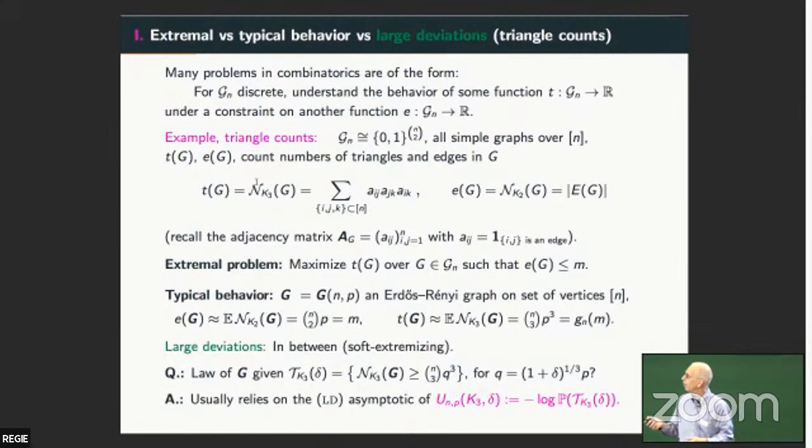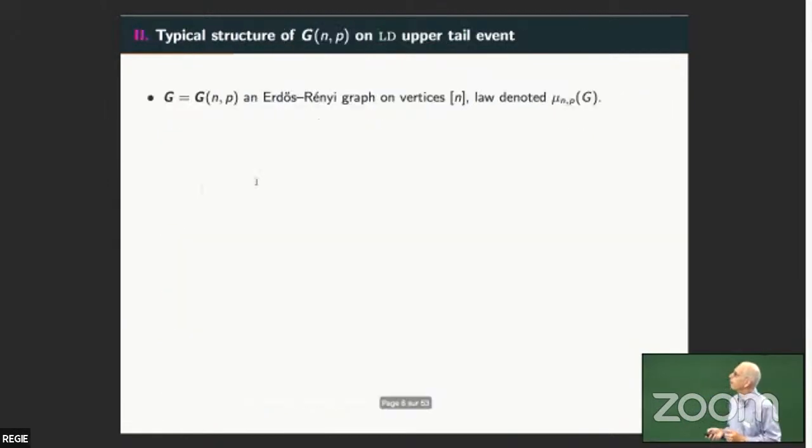If the probability of the rare event matches the probability of the hunch, you have a good belief that the hunch is actually the most likely way to get the rare event. And this may suggest what will be the structure of the graph conditional on the rare event. And that's the way we will go about dealing with these problems.